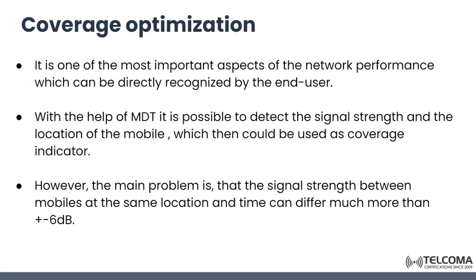Coverage optimization is one of the most important aspects of network performance and it can be directly recognized by the end user. With the help of MDT, it is possible to detect the signal strength and location of the mobile, and it could be used as a coverage indicator also. However, the main problem is that the signal strength between mobiles at the same location and time can differ much more than plus or minus 6 dB.